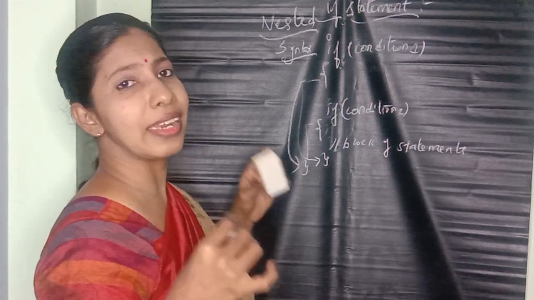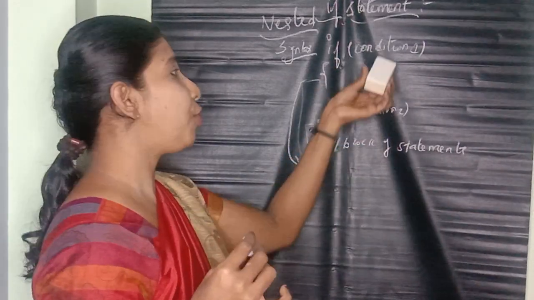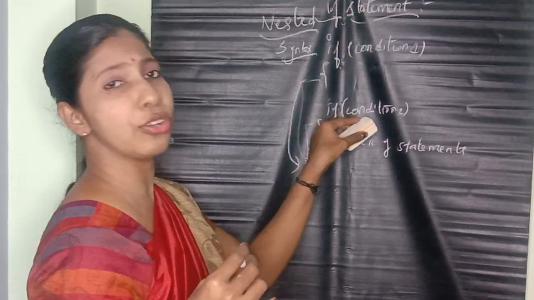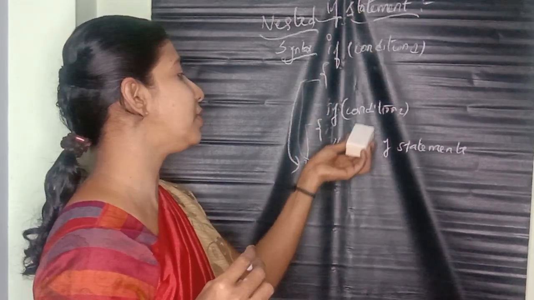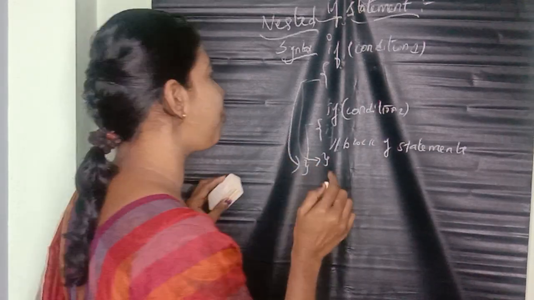Nested means an if within another if. If condition 1 is satisfied, then the if with condition 2 is reached. Only if condition 1 is satisfied does it jump to condition 2. Only if condition 2 is satisfied will the block of statements get executed. Okay. Next we see a brief example of this.